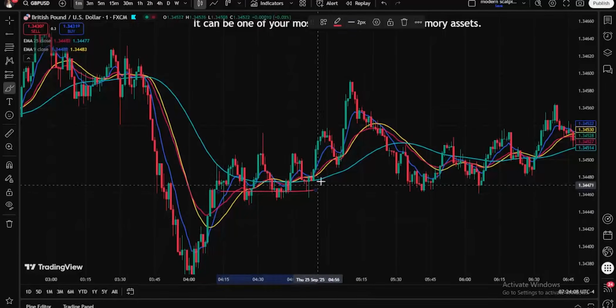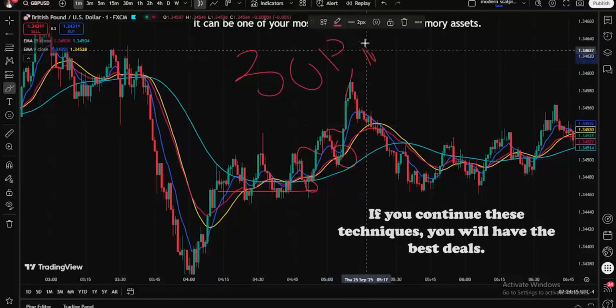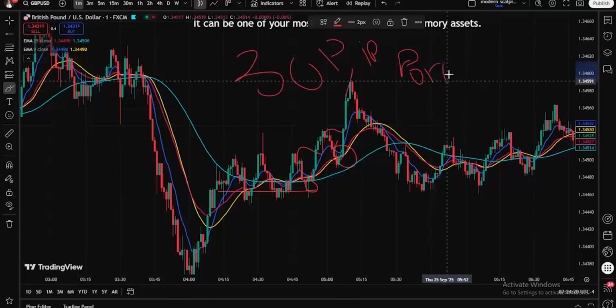If you follow these principles, scalping can be a profitable and enjoyable trading style for you. But if you enter without discipline and plan, this method can quickly destroy your capital.